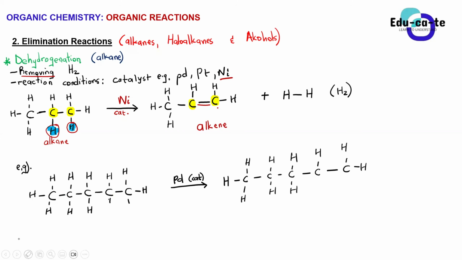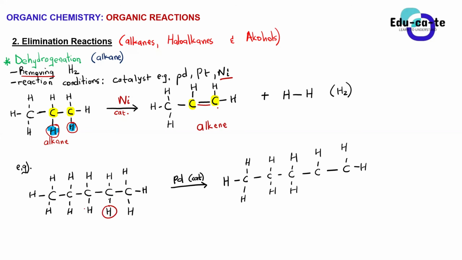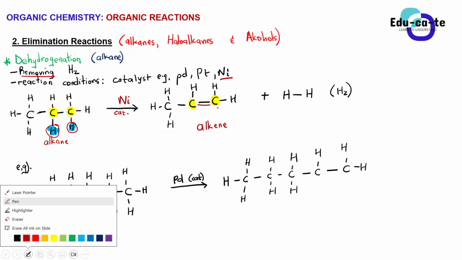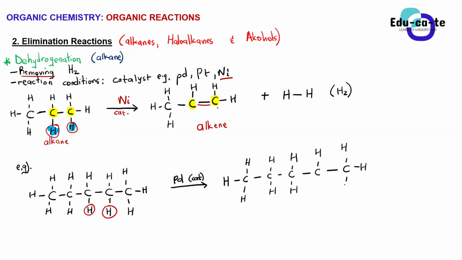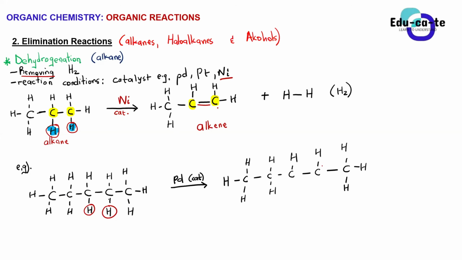Let's just say here we are going to remove the hydrogens on carbon 2 and carbon 3, these two. So after removing these two hydrogens, you can see that we have removed them. This is our carbon 2, and this is our carbon 3. We have removed two hydrogen atoms here.